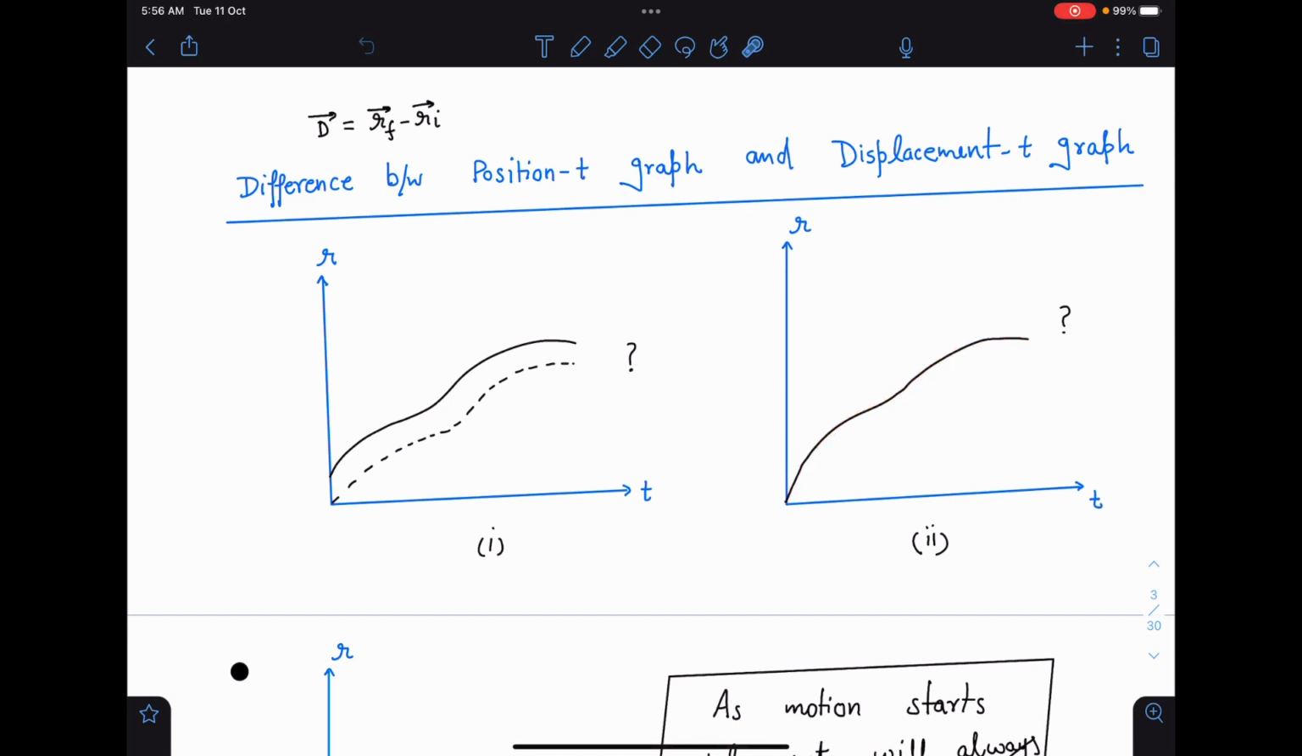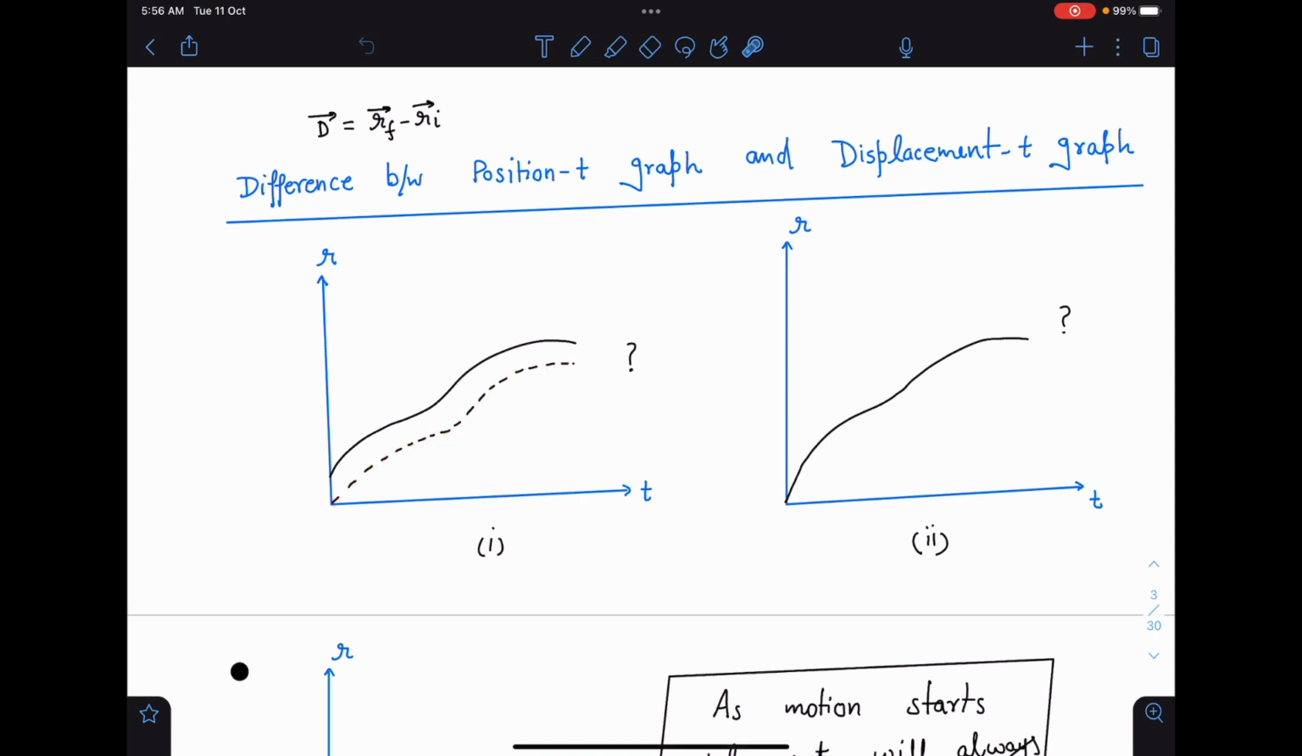Whereas in second case, you can see at t equal to 0, its position is non-zero. At this non-zero position, we can say here this graph must be position time graph. It cannot be the displacement graph. Corresponding displacement time graph is going to be this particular graph, where you can easily see how this is starting from origin.